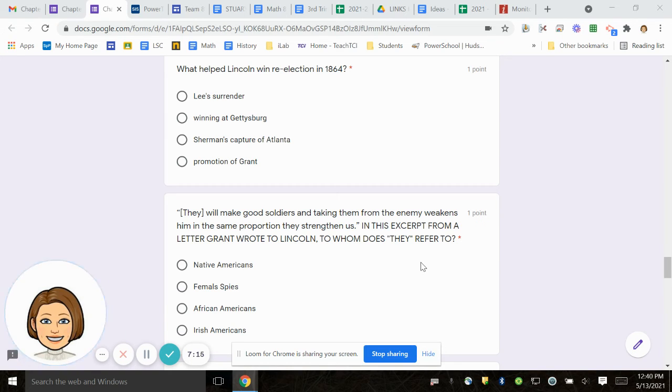Number 16 is a quote. They will make good soldiers, and taking them from the enemy weakens him in the same proportion they strengthen us. In this quote from a letter Grant wrote to Lincoln, to whom does they refer? So who is he talking about? Native Americans, female spies, African Americans, Irish Americans.